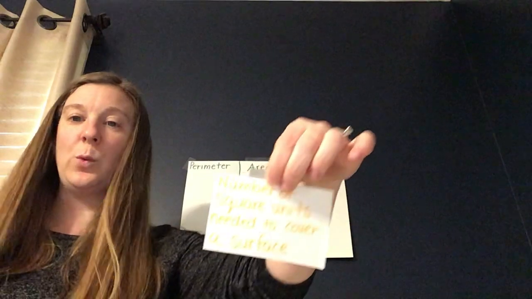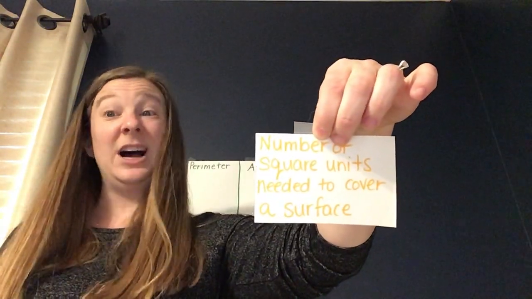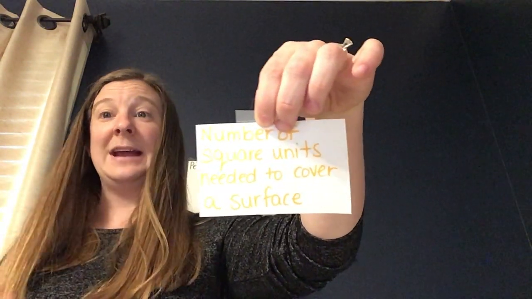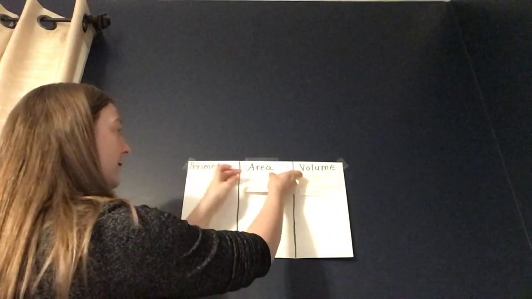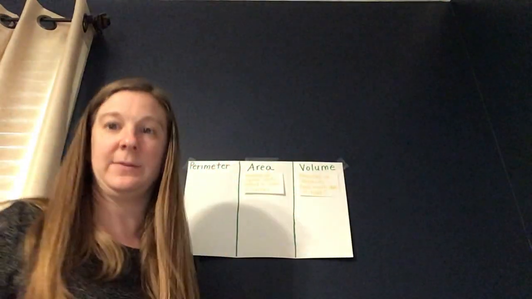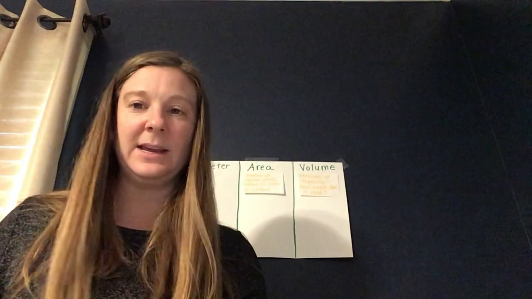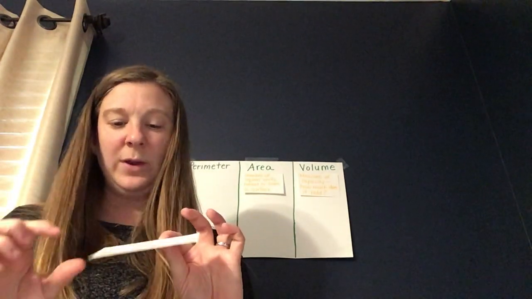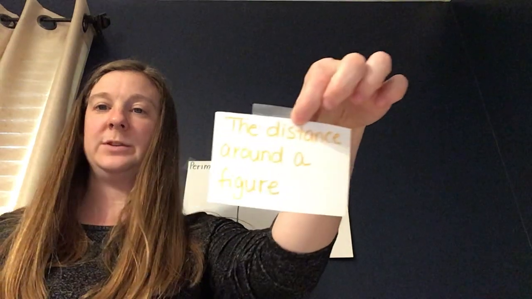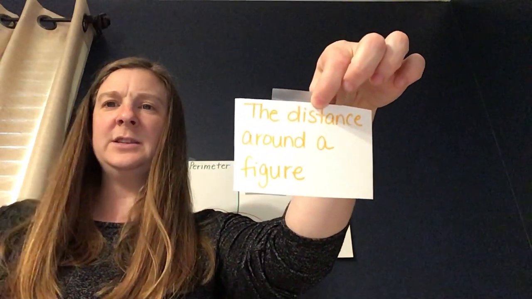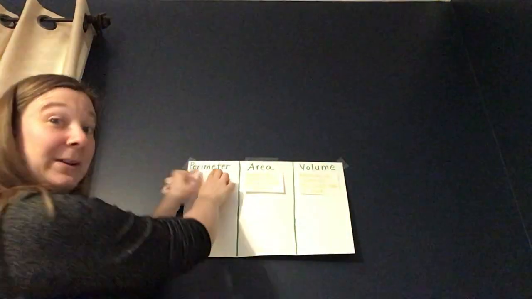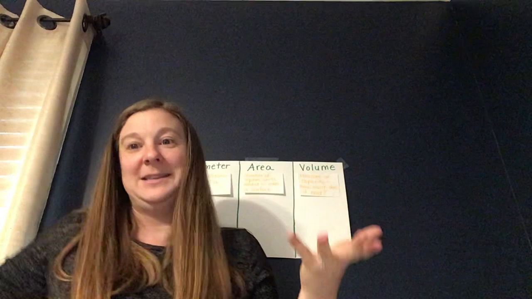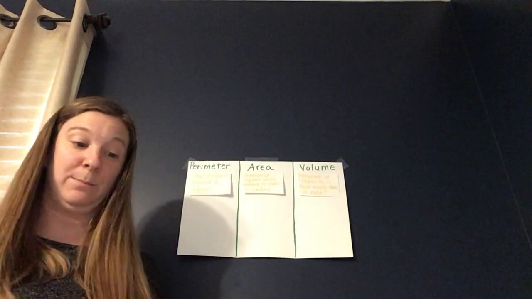The number of square units needed to cover a surface falls into that idea of a rug. We're looking at the area, finding the area of something. And lastly, perimeter is going to be the distance around a figure. The distance all the way around the outside edge of something. Maybe we're looking at putting border up along the edge of our wall and our ceiling. That would be calculating perimeter.